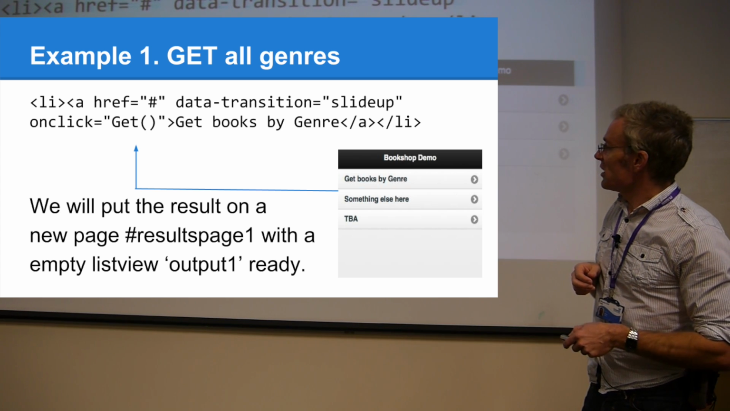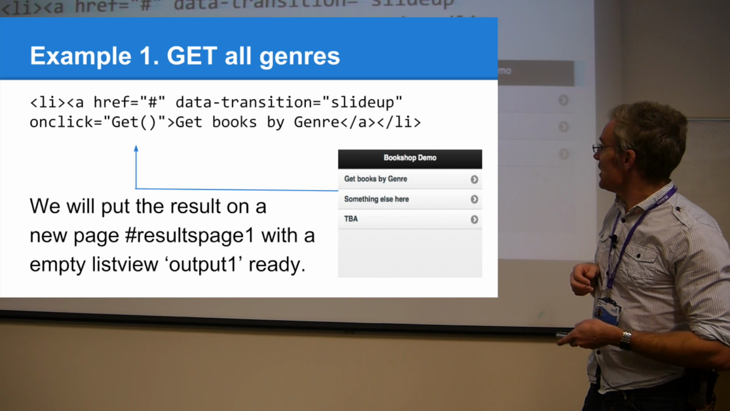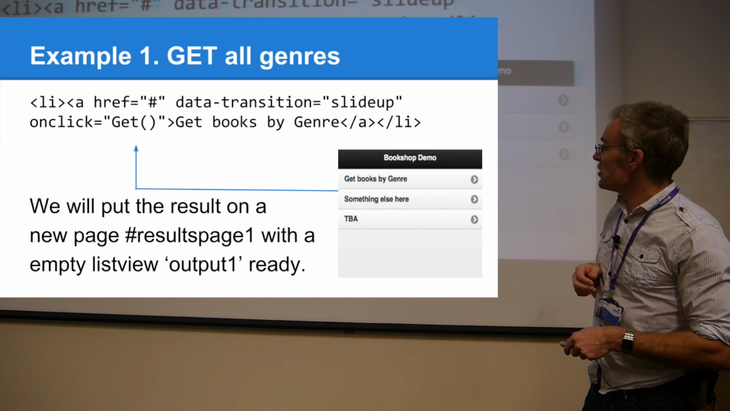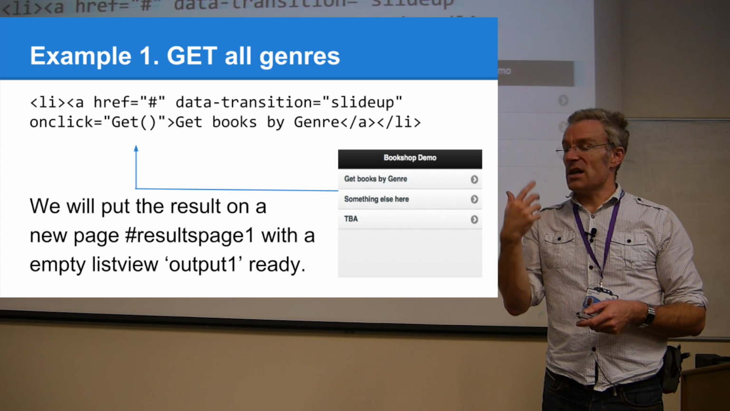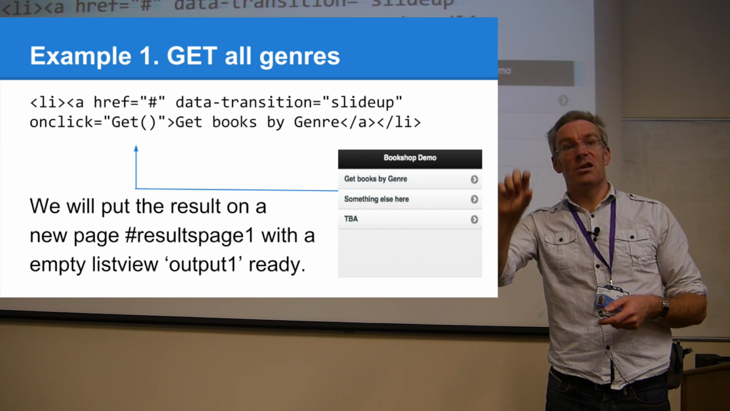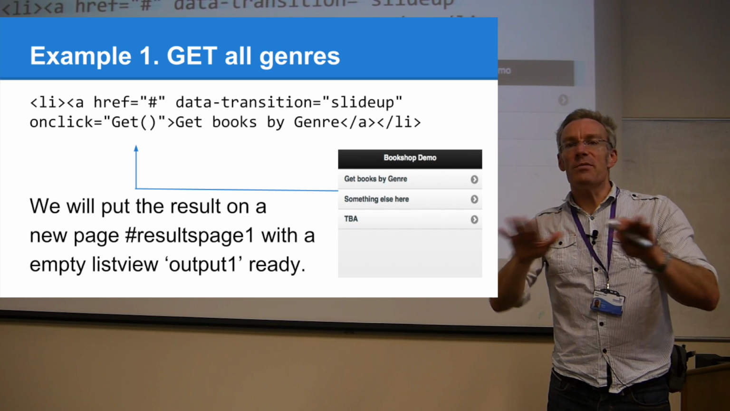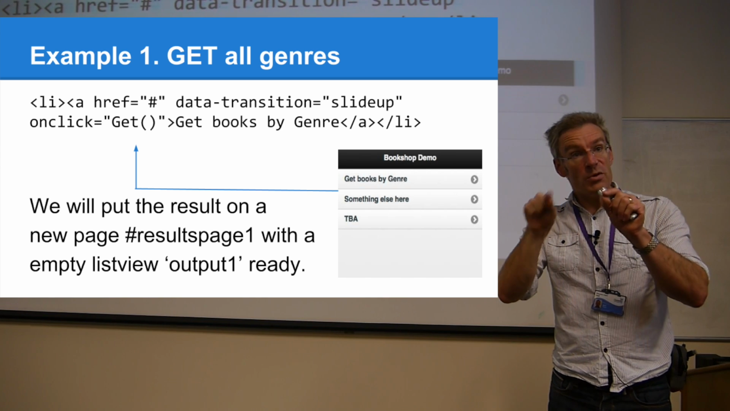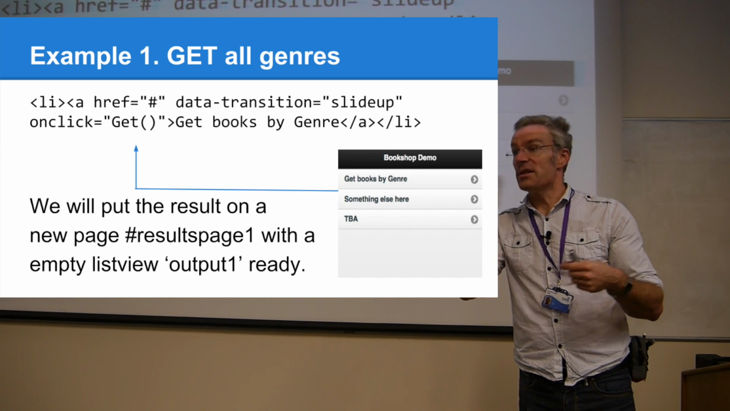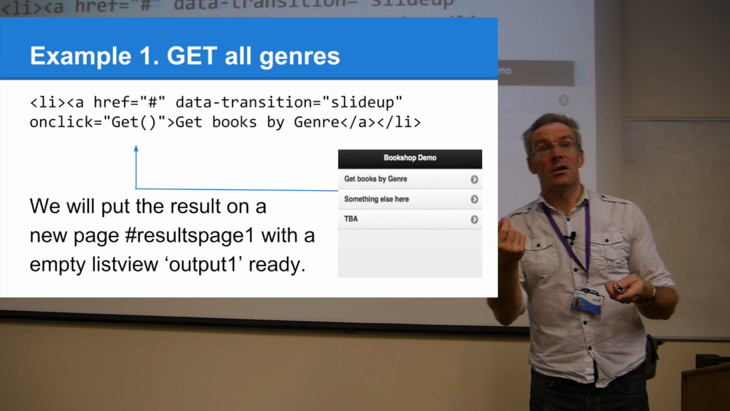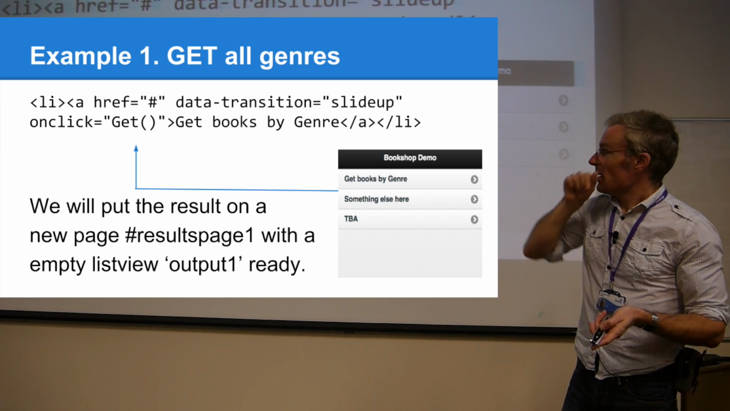And we're going to put the results on a new page, and on the new page there's a list view with no content. So there's a UL tag and a closing UL tag, but there's nothing between them, because what goes between them is going to be generated by the JavaScript, isn't it? All the LIs are going to be built by JavaScript, because we need to get them from the data.